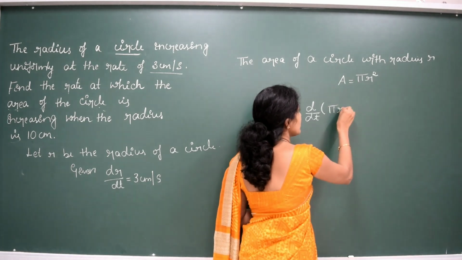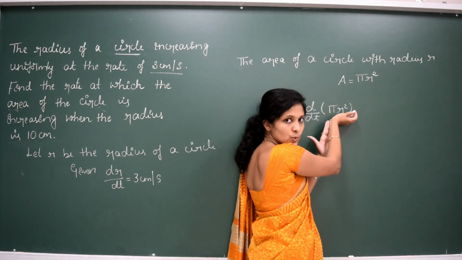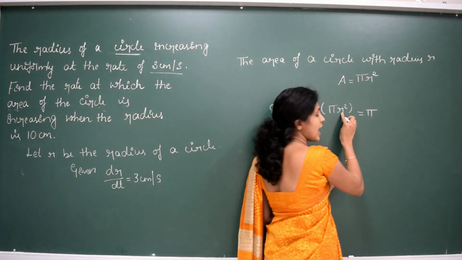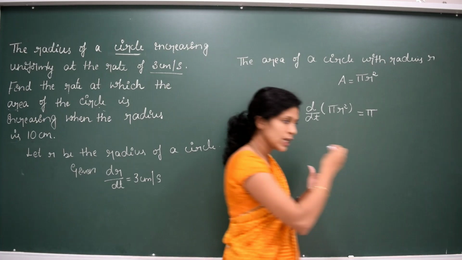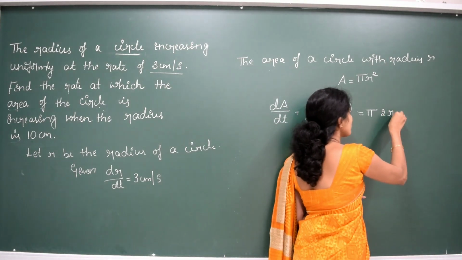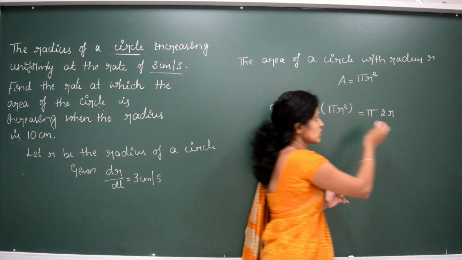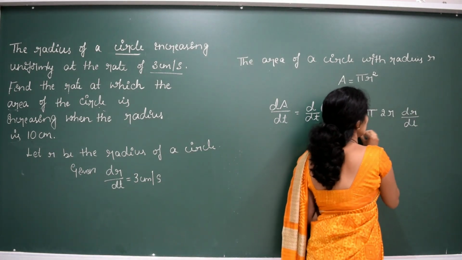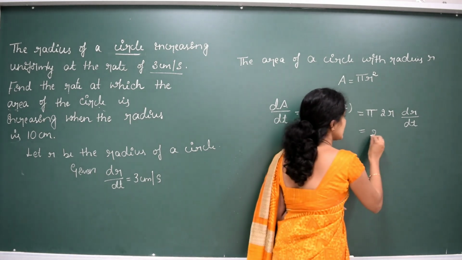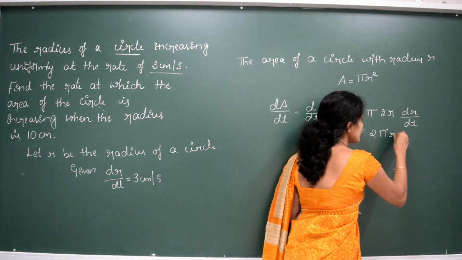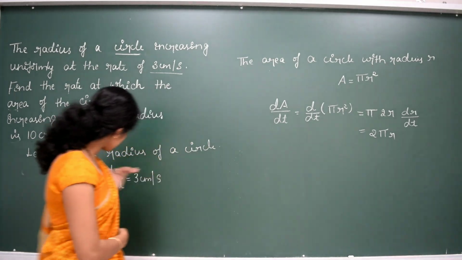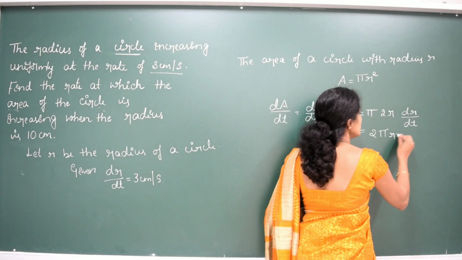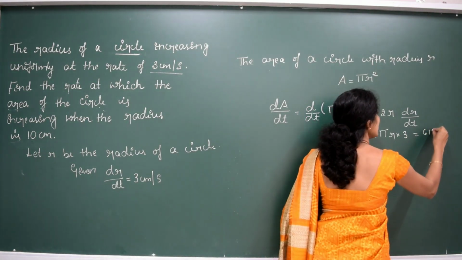Now we are differentiating the function pi r square with respect to t. Pi is constant as it is, and the derivative of r square will be 2r into the derivative of r with respect to t, so dr by dt. So this is equal to 2 pi r. What is the value of dr by dt? It is given that dr by dt is equal to 3. We will substitute this, so 2 pi r into 3 is equal to 6 pi r.